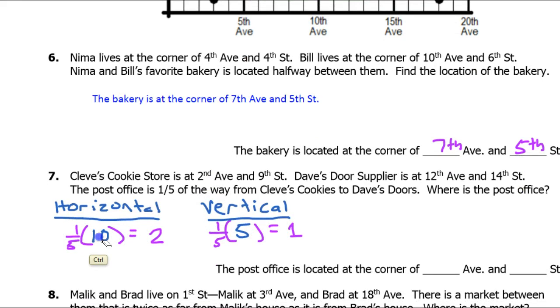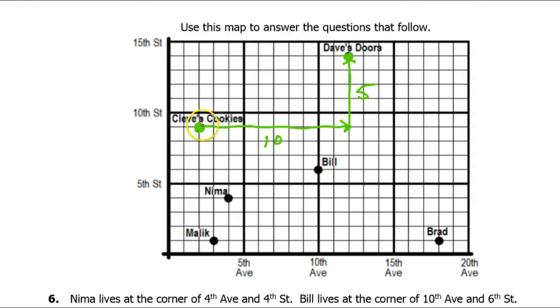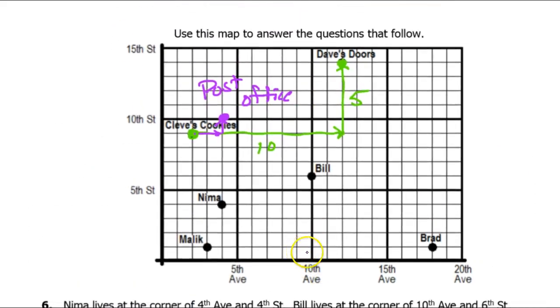So instead of going right 10 and up 5, if I go 1/5 of the way, then I'll go right 2 and up 1. So if I go right 2 and up 1, then that puts me right here. This should be the post office. Okay, and so this would be at 4th Avenue and 10th Street. All right, let's erase that and take a look at number 8.